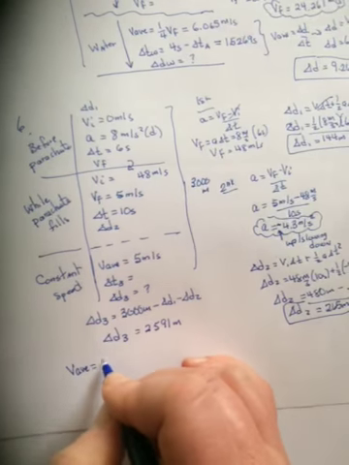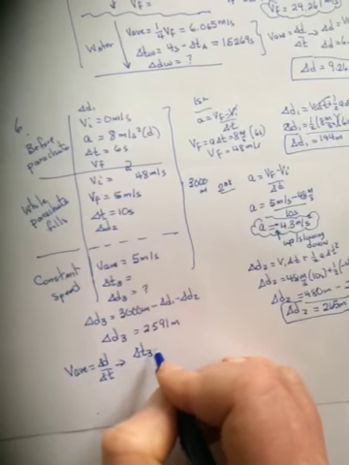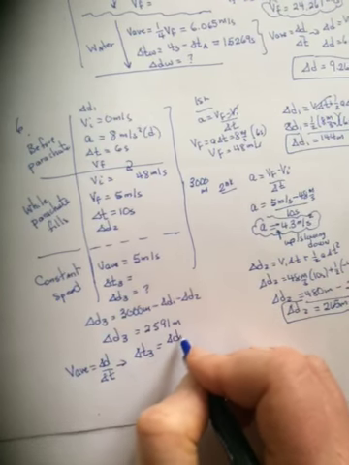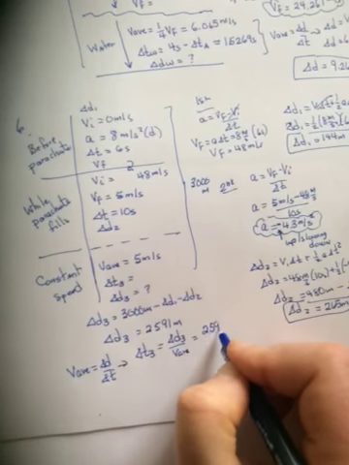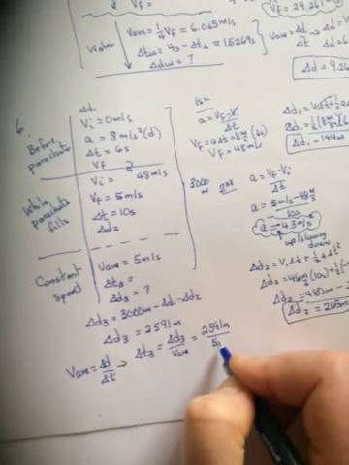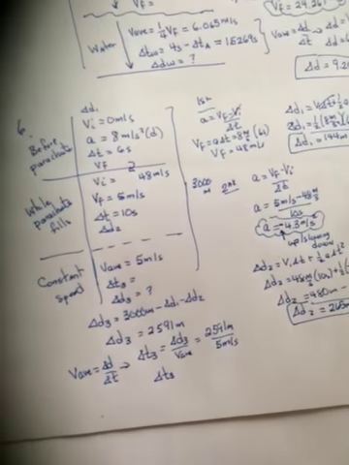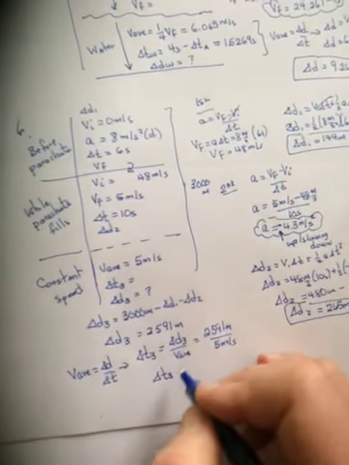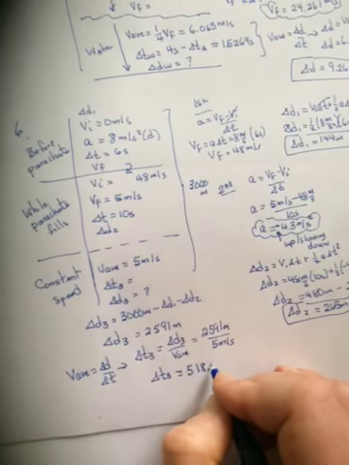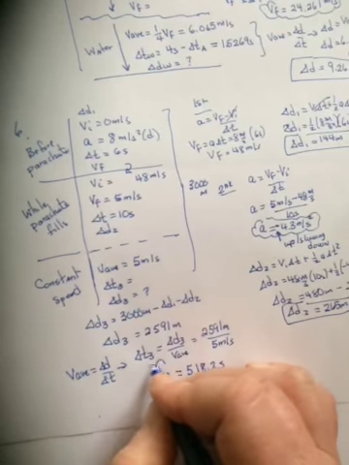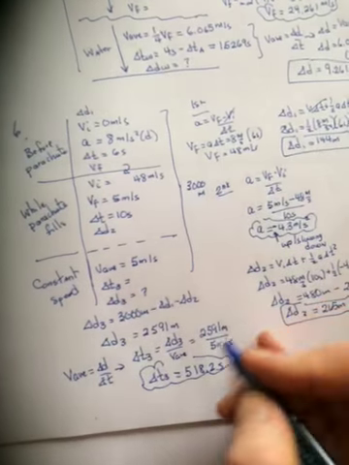Okay, and now that we have that, we can find our delta t3, because v_av is equal to delta d over delta t. So delta t3 is equal to delta d3 over v_av. 2,591 meters divided by 5 meters per second. Delta t3 should be equal to 518.2 seconds.